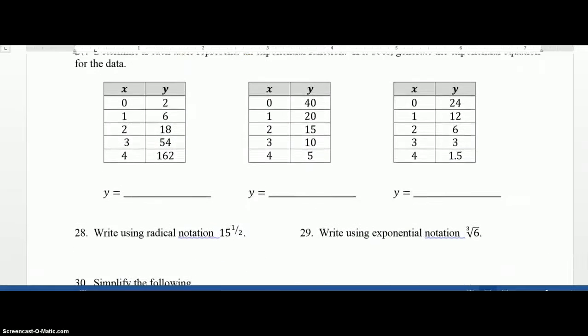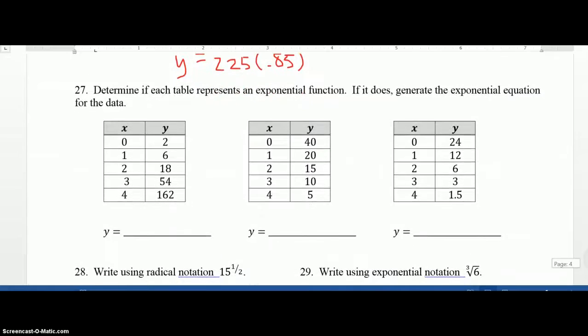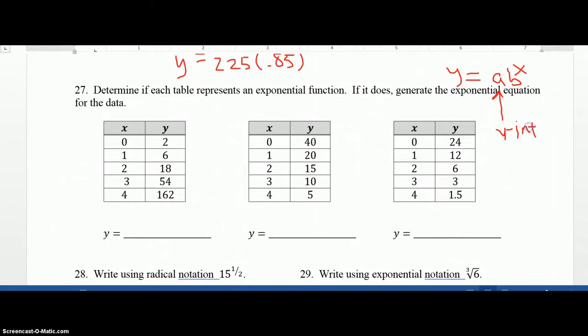Okay, 27. Determine, here we go. Determine if each table represents an exponential function. If it does, generate an exponential equation. Okay, we are looking for y equals a b to the power of x.